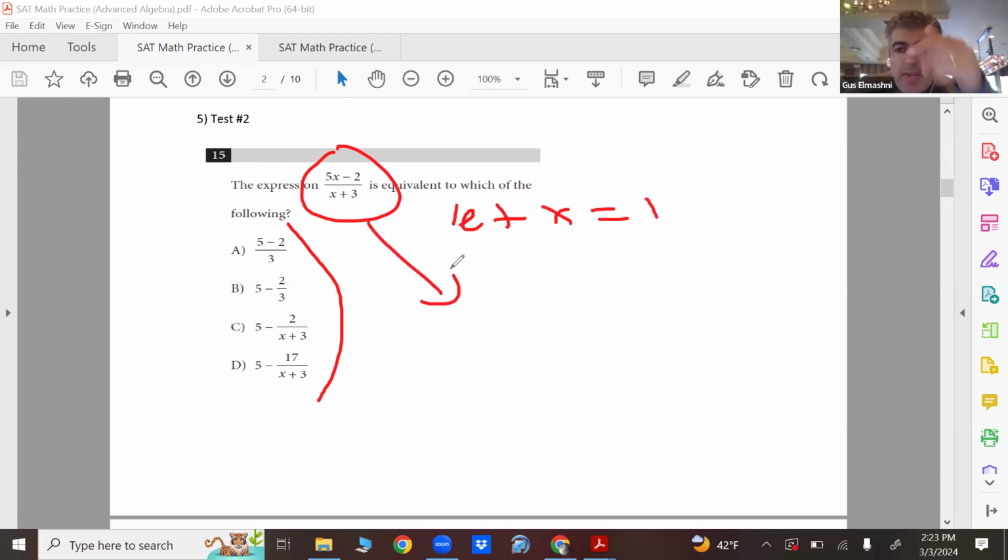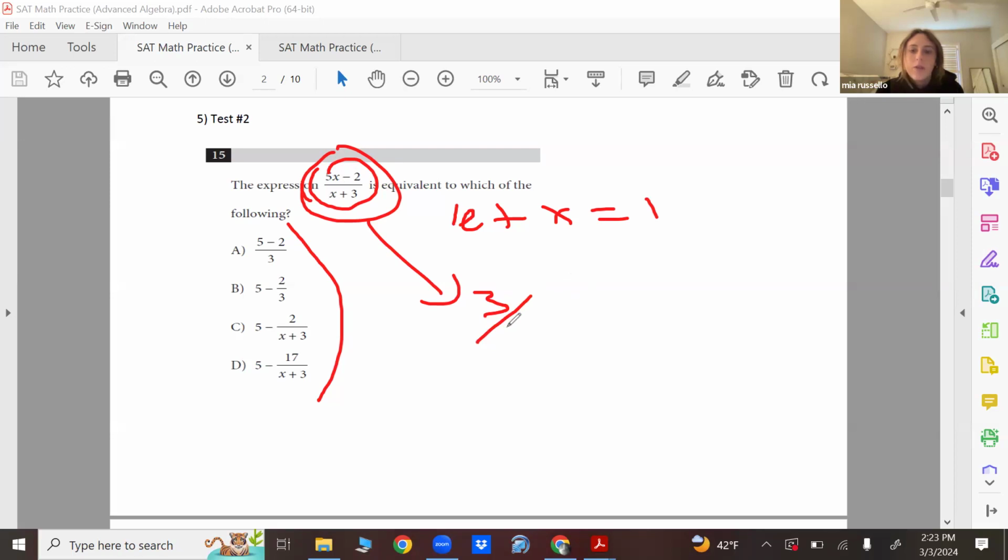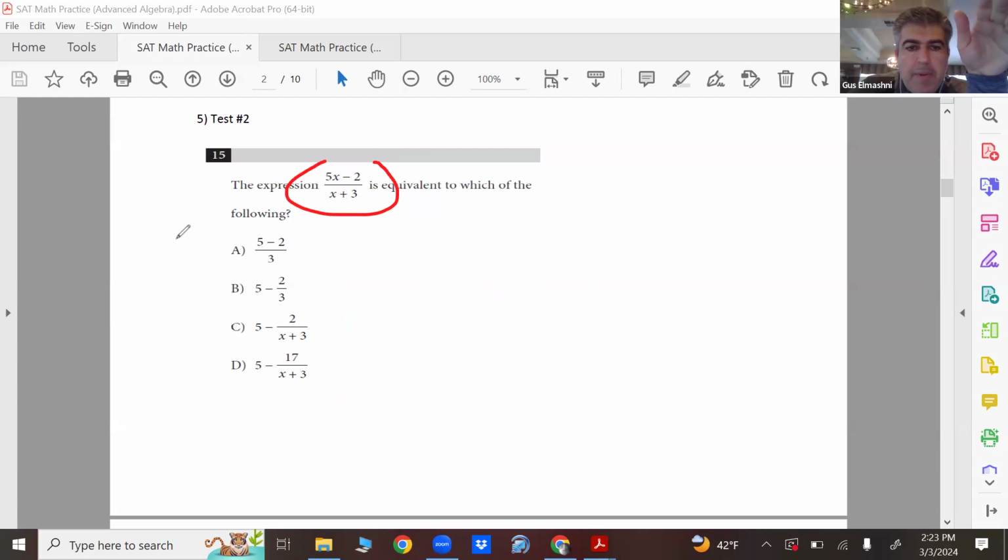If you plug in 1, what does that expression equal? 5x minus 2 over x plus 3. Would it just be A? Well, hold on a sec. Let's work this out first before we jump the gun. What does that equal when I plug 1 for x? Oh, it would just be 5 minus 2 over 1 plus 3, which is 3/4. Yeah, no, just this. Don't worry about the choices for now.